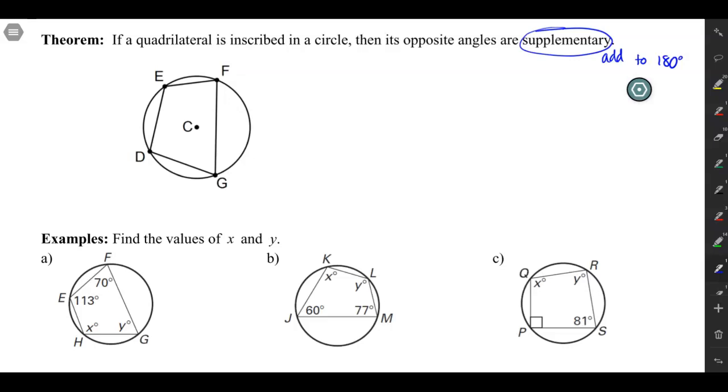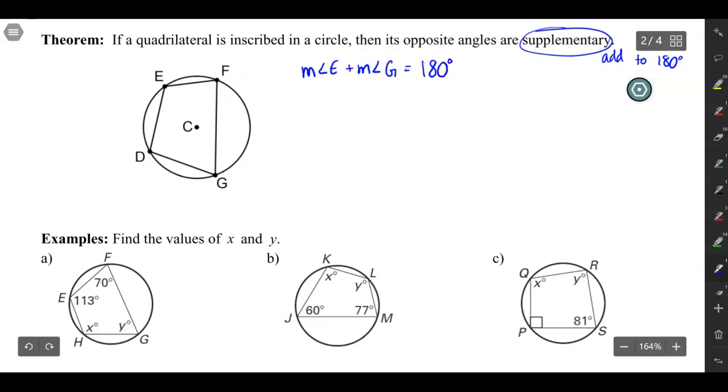So if I were to write that in symbols, I would say, okay, I'm going to take the measure of angle E, I'm going to add it to the measure of angle G, and I don't know what E and G are, but I do know that when I add them together, I'm going to get 180 degrees, because they're opposite angles. And I can do the same thing with the other pair of angles. The measure of angle D added with the measure of angle F is going to give me 180 degrees. Those 2 angles are supplementary.